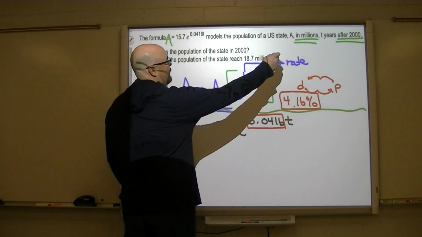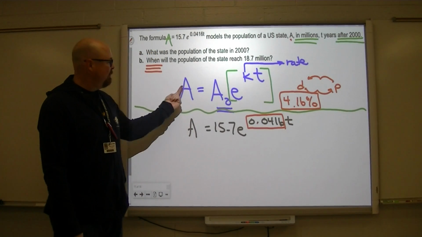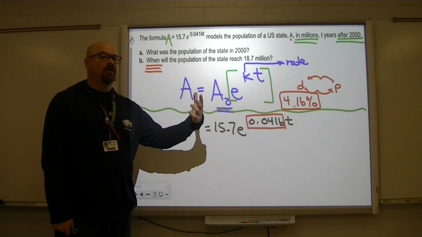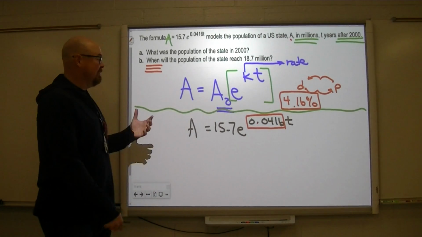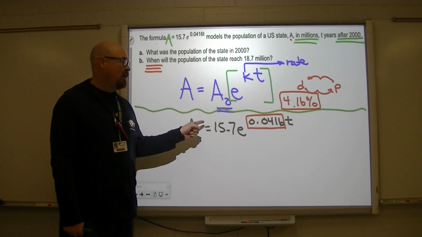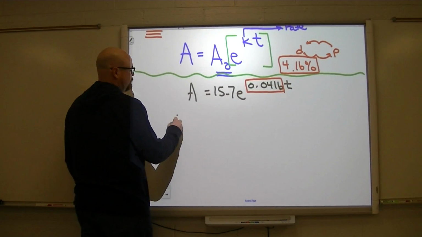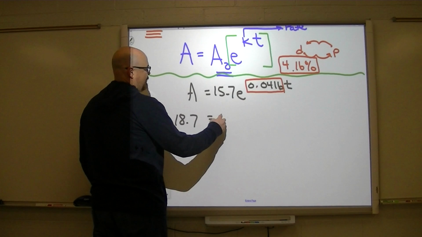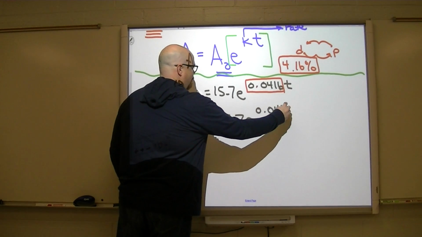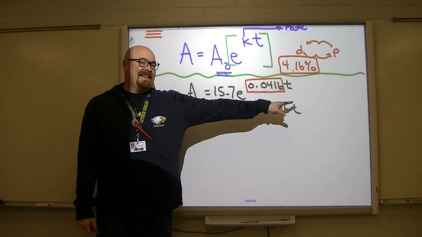Well, it says that the population is represented by A, right? And we said before that whatever this whole thing is equal to here, that's the population after some period of growth. So they're saying this population is going to grow to be 18.7 million. That can go here. How long is it going to take for that to happen? Okay, so here we go. We got 18.7 equals 15.7 e to the 0.0416 t. All right, now I'm solving for this. I need to get at that variable.